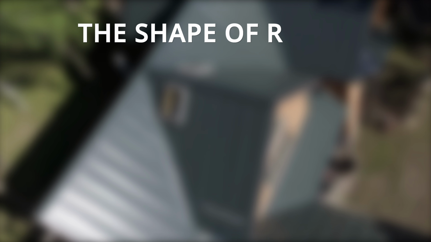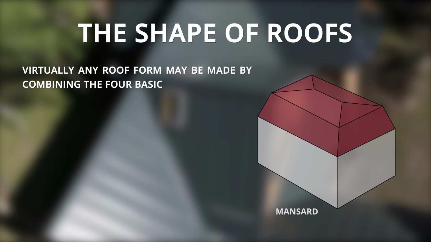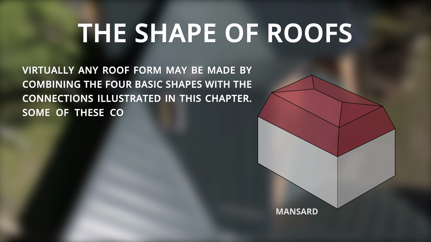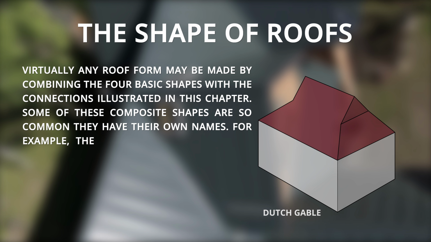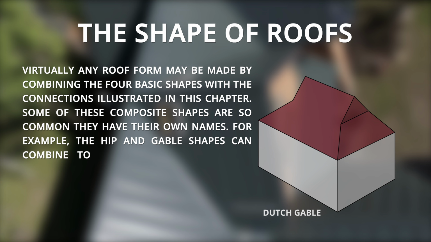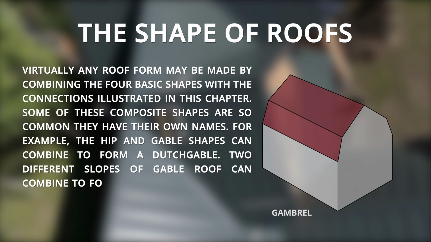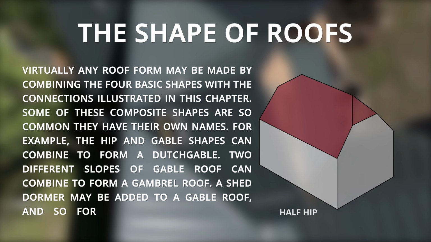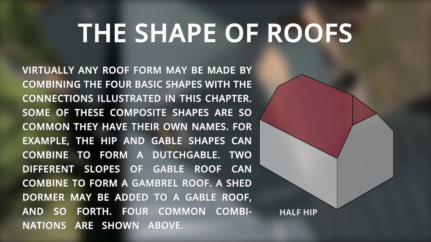The shape of roofs. Virtually any roof form may be made by combining the 4 basic shapes with the connections illustrated in this chapter. Some of these composite shapes are so common they have their own names. For example, the hip and gable shapes can combine to form a Dutch gable. 2 different slopes of gable roof can combine to form a gambrel roof. A shed dormer may be added to a gable roof, and so forth. 4 common combinations are shown above.